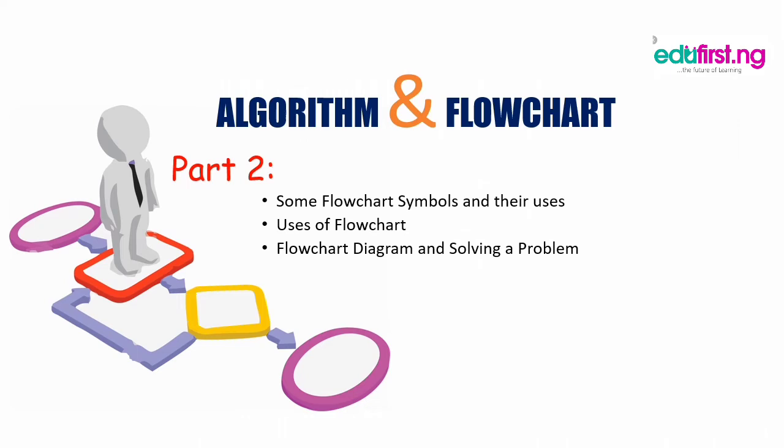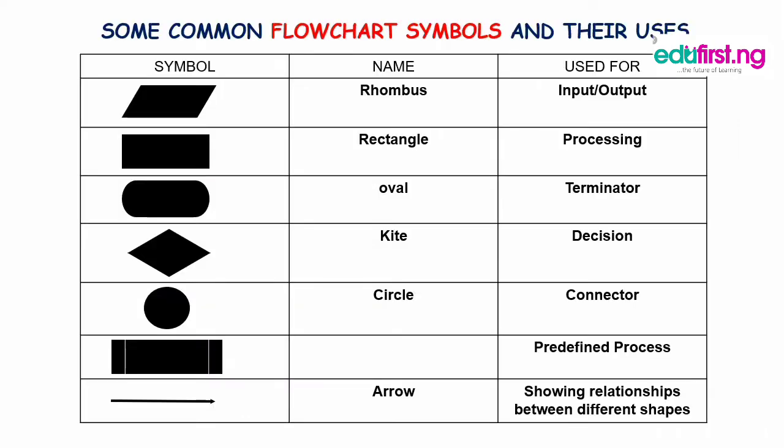Now, as you can see on the screen, we have some flowchart symbols, their names, and what they are used for. There are many flowchart symbols, but for this class, we'll be looking at only 7 of them. Number 1 on our list is the rhombus. You can see the shape. The rhombus is used for input and output. We have the rectangle. We use the rectangle to depict processing.